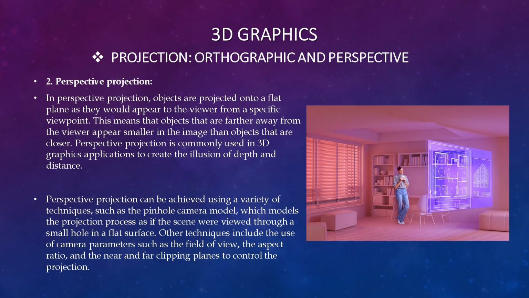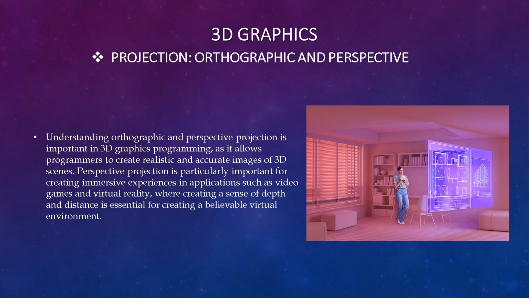Perspective projection can be achieved using a variety of techniques, such as the pinhole camera model, which models the projection process as if the scene were viewed through a small hole in a flat surface. Other techniques include the use of camera parameters such as the field of view, the aspect ratio, and the near and far clipping planes to control the projection.